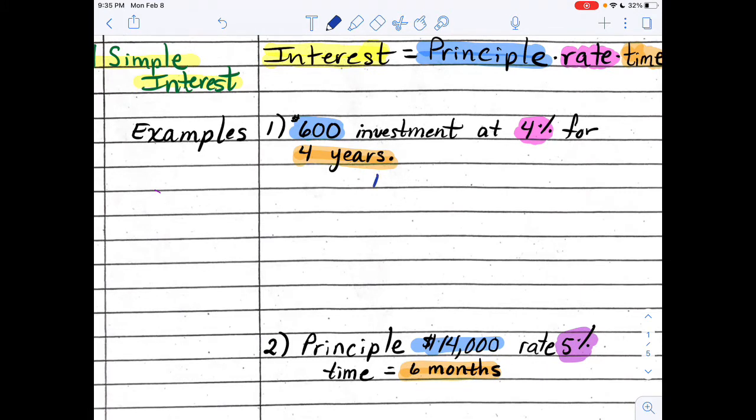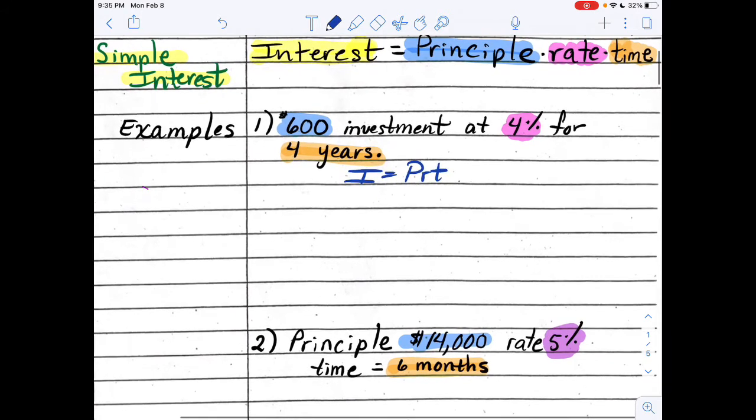So remember, our formula is I equals PRT. It helps to write it out each time, so you make sure you're getting it in the right order. You're going to put in your $600, and you're going to multiply that by your rate, which is 0.04, times your time, which is 4 years. Okay, so we're calculating the interest on that.